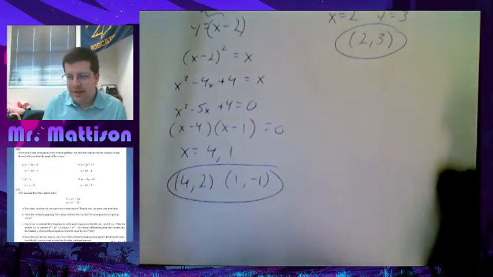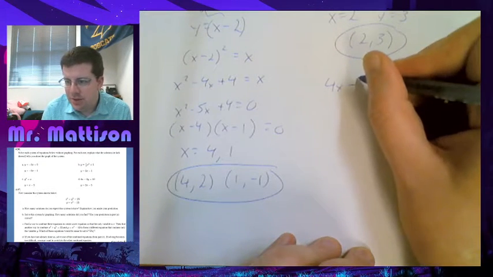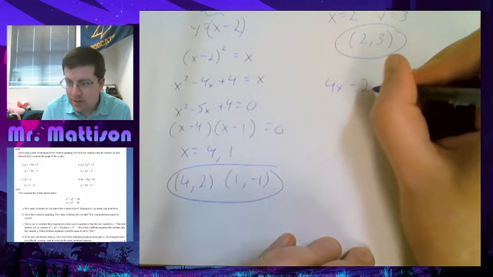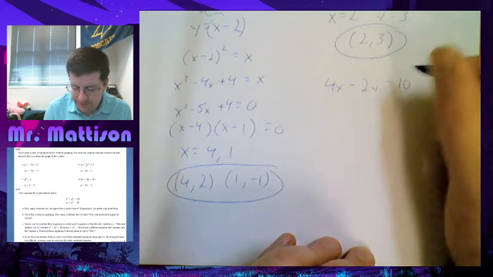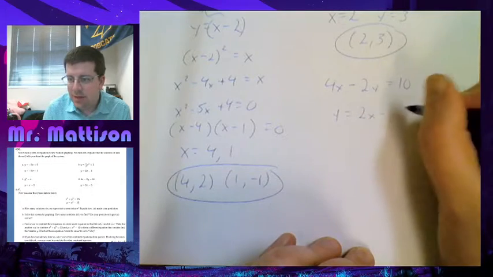All right. And then last one here, we have 4x minus 2y equals 10. And then we have y equals 2x minus 5.